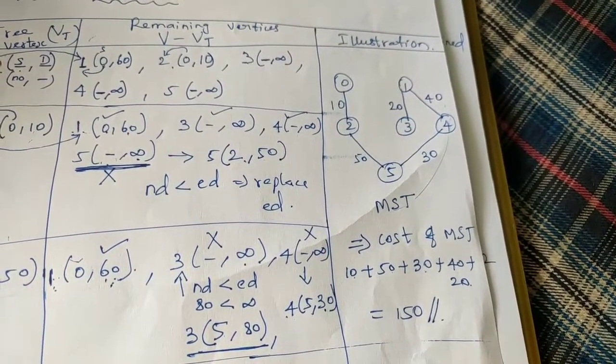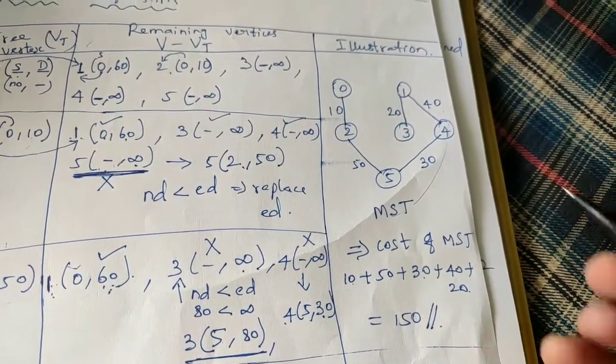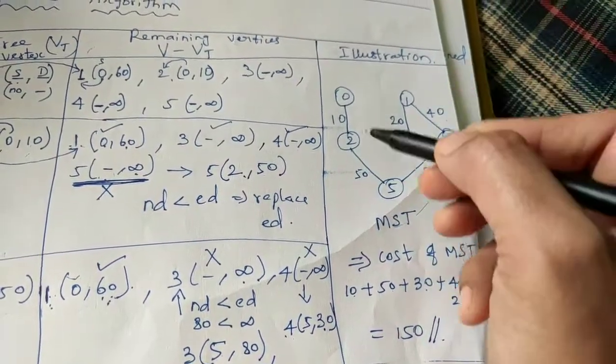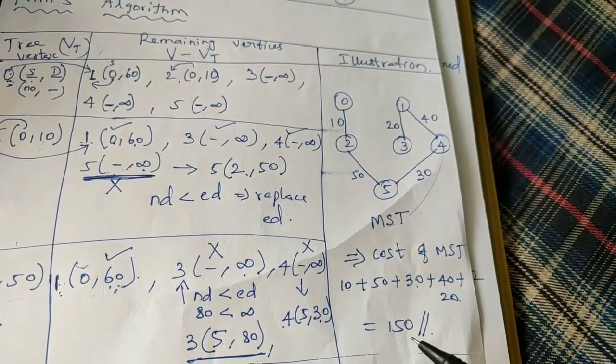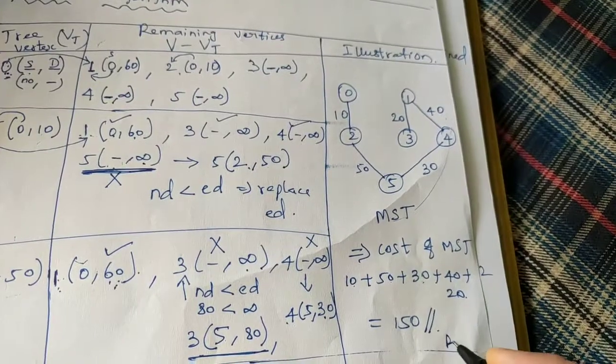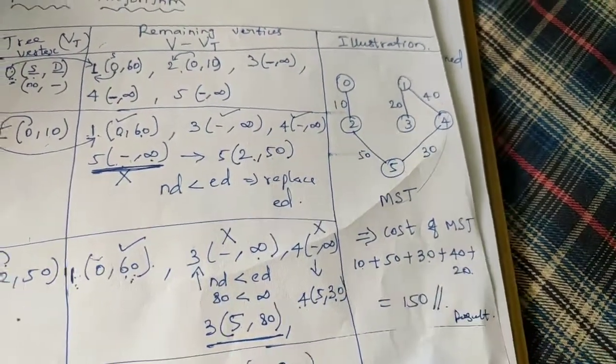So the result of Prim's algorithm is the minimum spanning tree with the cost of the minimum spanning tree. So this will be the result of your Prim's algorithm.